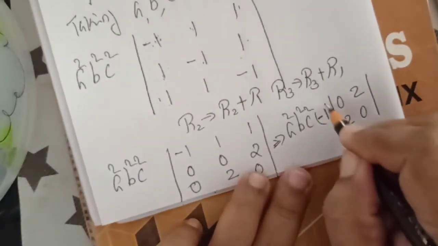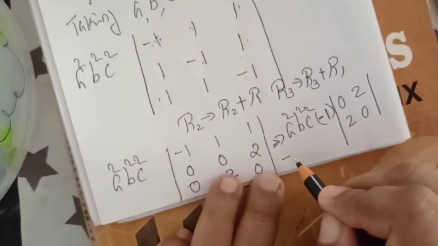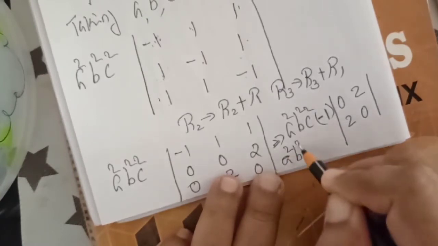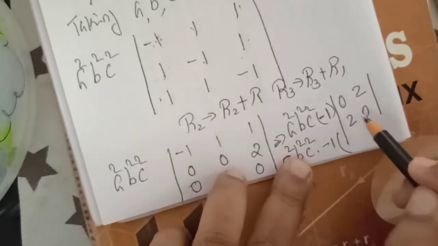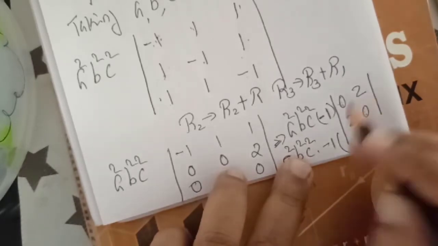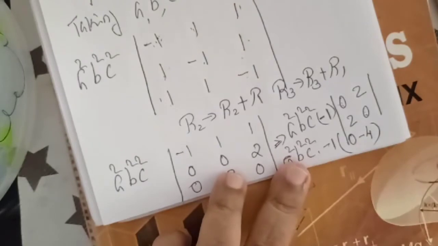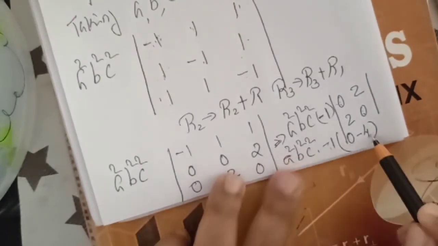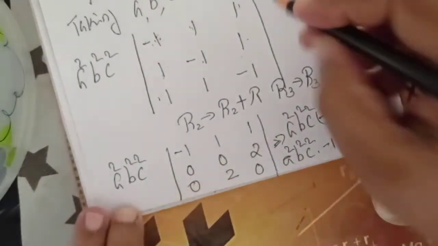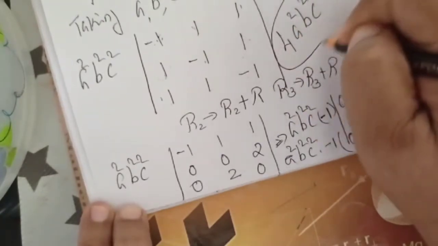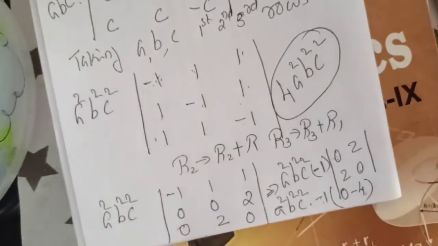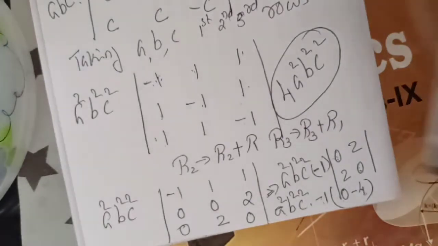That is, minus 1 into A square, B square, C square into minus 1 into AD minus BC, which means 0 into 0, 0 minus 4. Minus 1 into 0 minus 4 changes to 4A square, B square, C square.